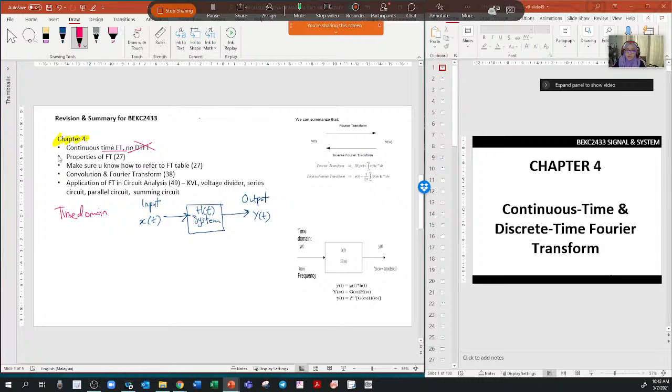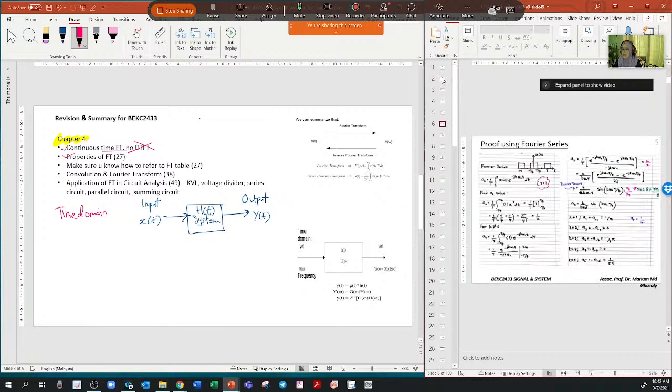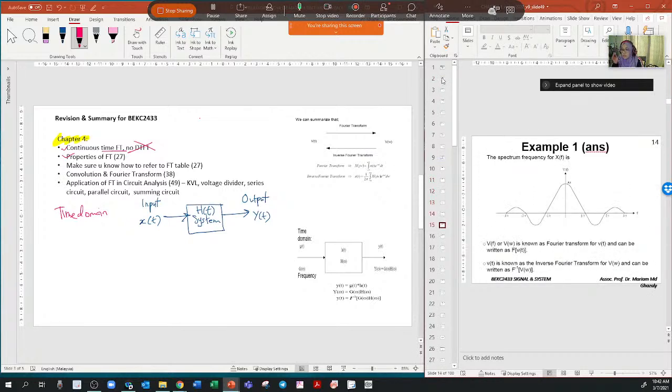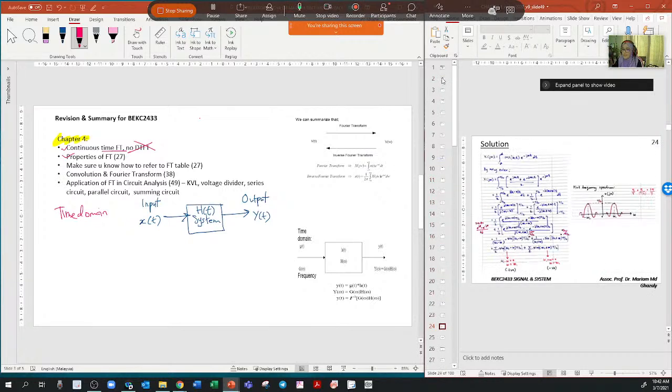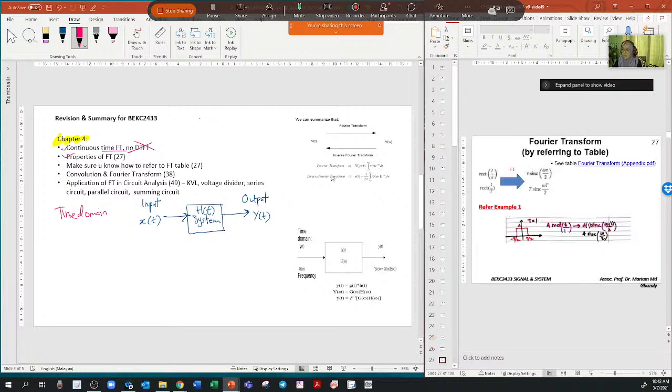What you need to know is the properties of Fourier transform. So 27 is the page. Just go through the notes and the video. 27 means the properties. The properties of Fourier transform are where you are referring to the Fourier transform table. For example, you can write out rect(t over tau) to tau sinc omega tau over 2.